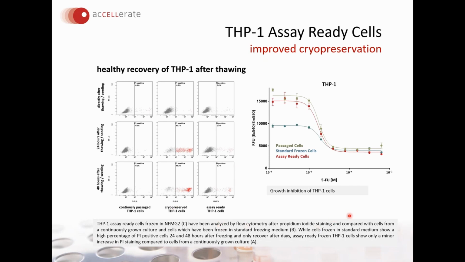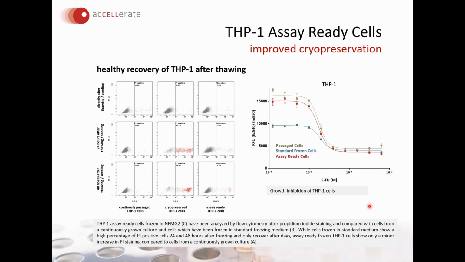And if you use these cells in a proliferation, or in this case an anti-proliferation assay, you see that the Assay Ready cells, which have been prepared with our improved protocol, which is the red curve here, are almost as good as the cells from a continuous culture, the green curves. While cells which had been frozen according to a standard protocol display a reduced assay window because the cells do not immediately proliferate as well as a continuous culture from an exponential growth rate.